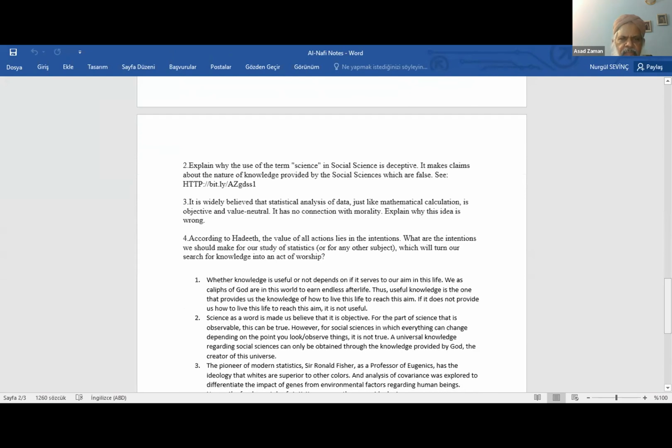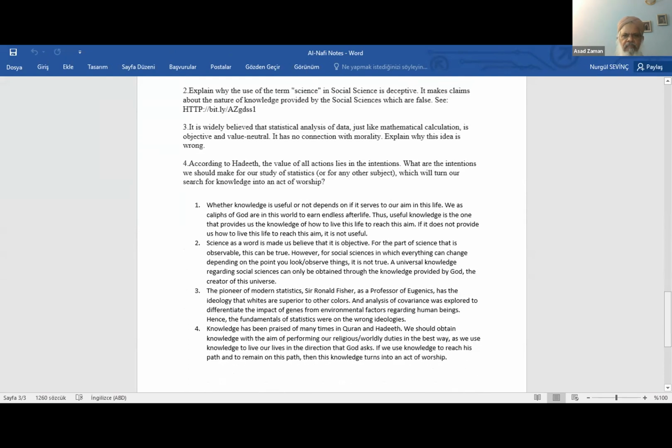Second question, explain why the use of the term science in social science is deceptive. It makes claims about the nature of knowledge provided by the social sciences, which are false. Science as a word makes us believe that it is objective. For the part of science that is observable, this can be true. However, for social sciences in which everything can change, depending on the point you look or observe things, it's not true. A universal knowledge regarding social sciences can only be obtained through the knowledge provided by God, the creator of this universe. Yes, good.